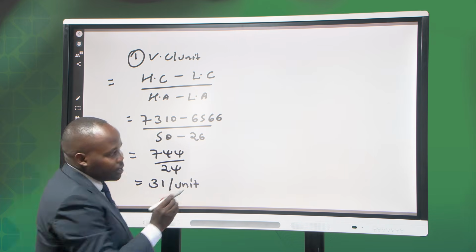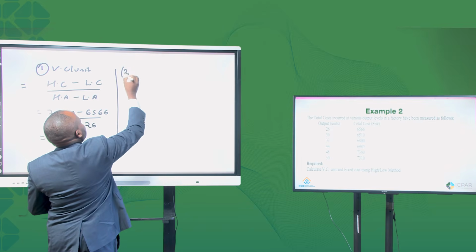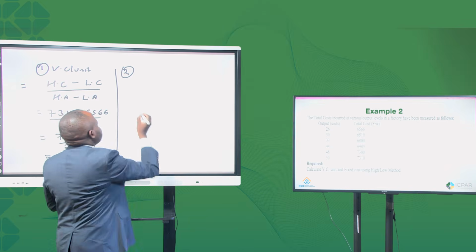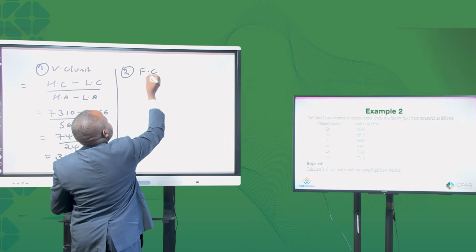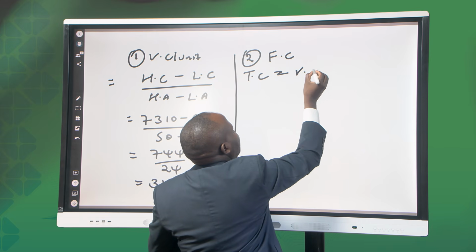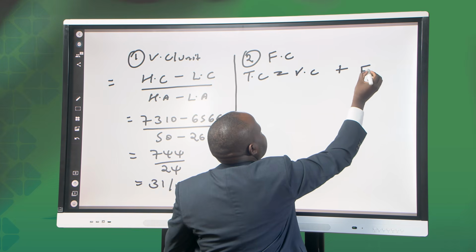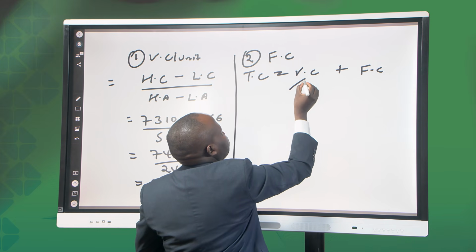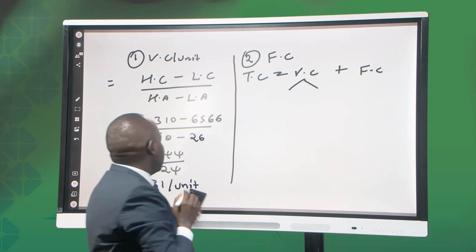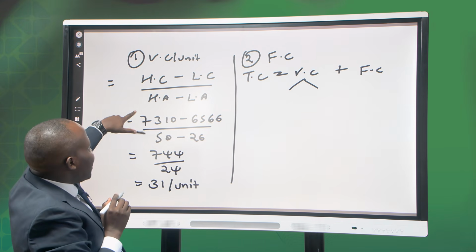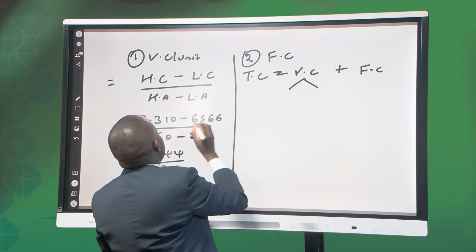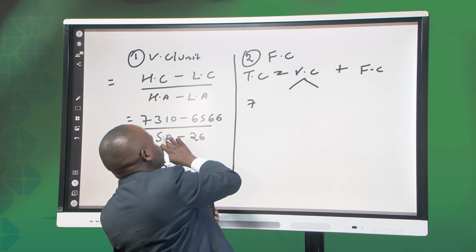That is requirement 1. Requirement 2 is asking us to calculate the fixed cost. We follow the same procedure we had followed the other side. Remember we said total cost is equal to variable cost plus fixed cost. And we said variable cost is divided into 2: variable cost per unit and activity. You come back to your first calculation. Highest cost was 7310, and the activity was 50.